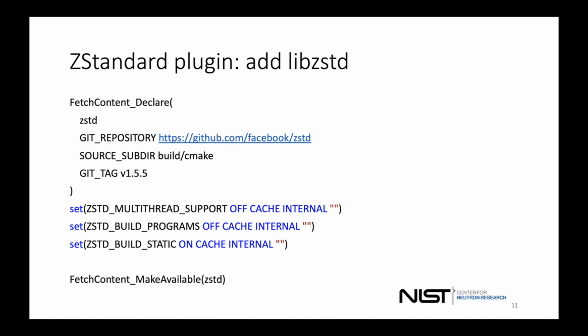And then there's a couple of features that I turned off because emscripten has a very convoluted multi-threaded support system that we're not going to use right now, that involves web workers and things. And then I didn't want it to build standalone binary programs because there's no use for those in the emscripten environment. And I want to build a static library so it can be linked against the plugin. And then again, the last make available just pulls it into the CMake system.